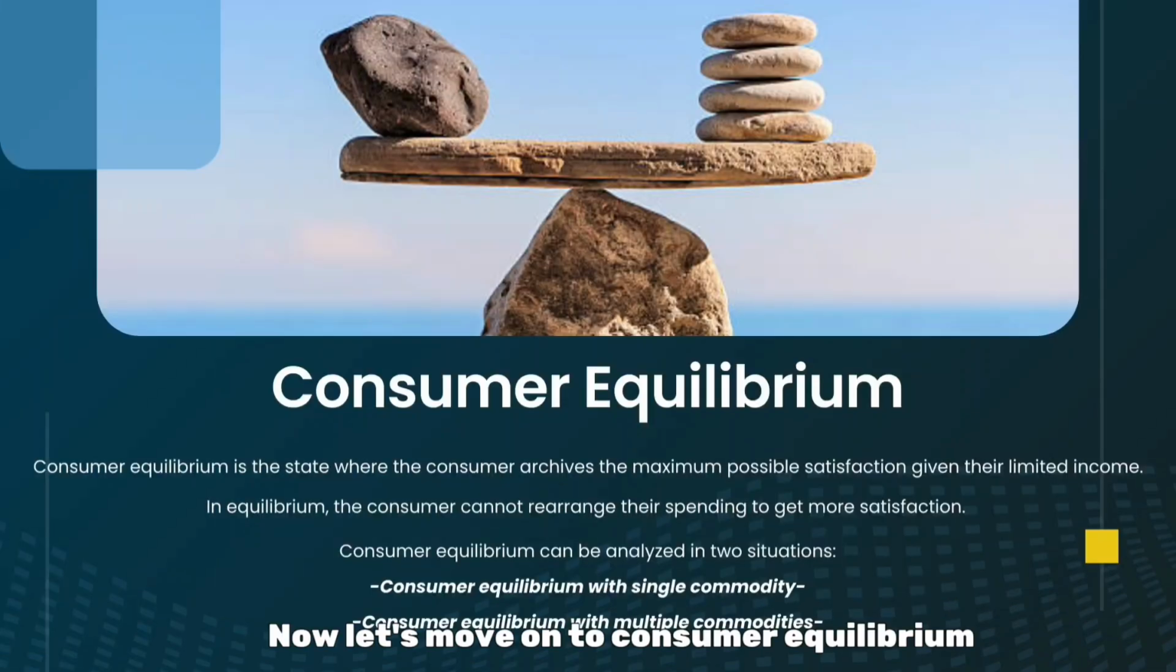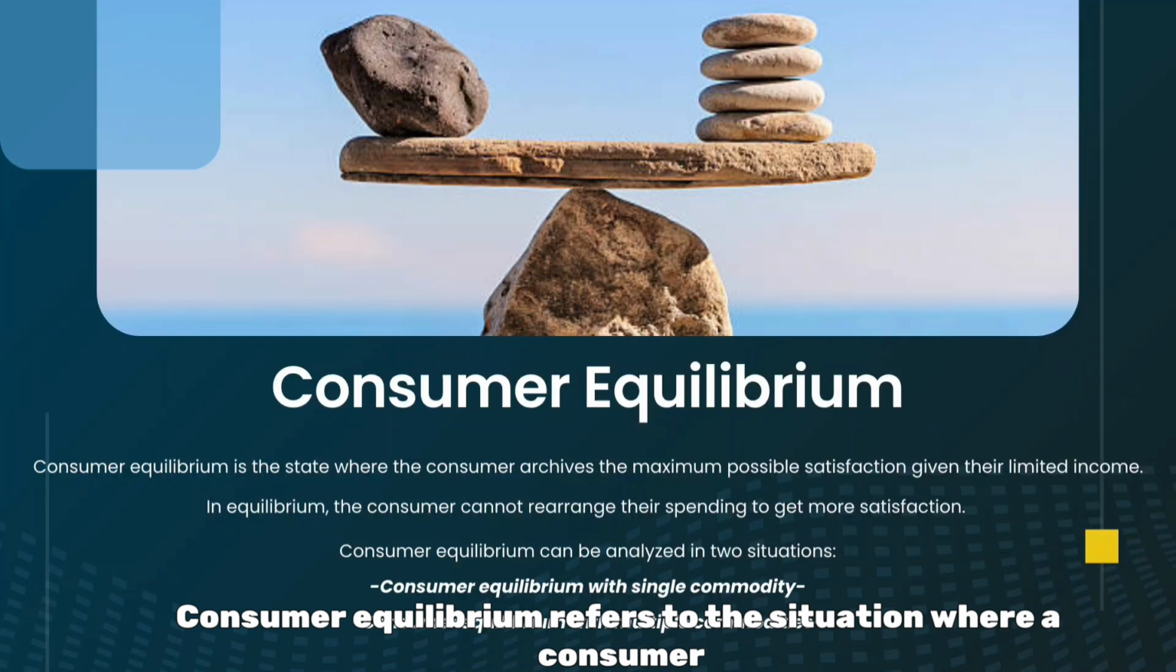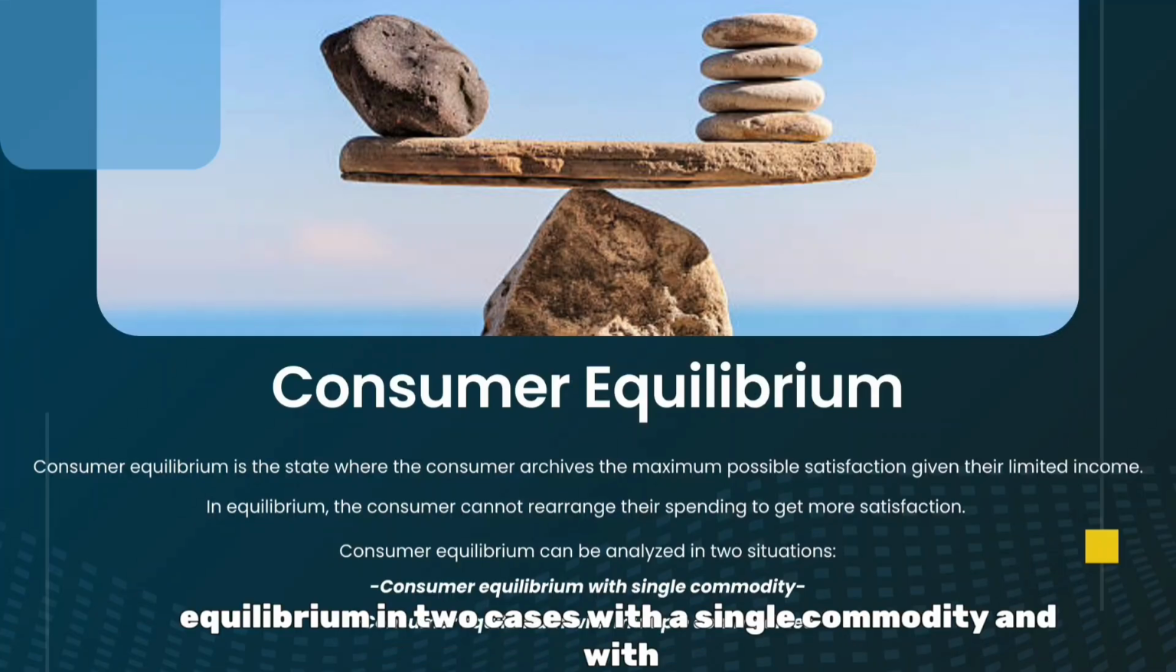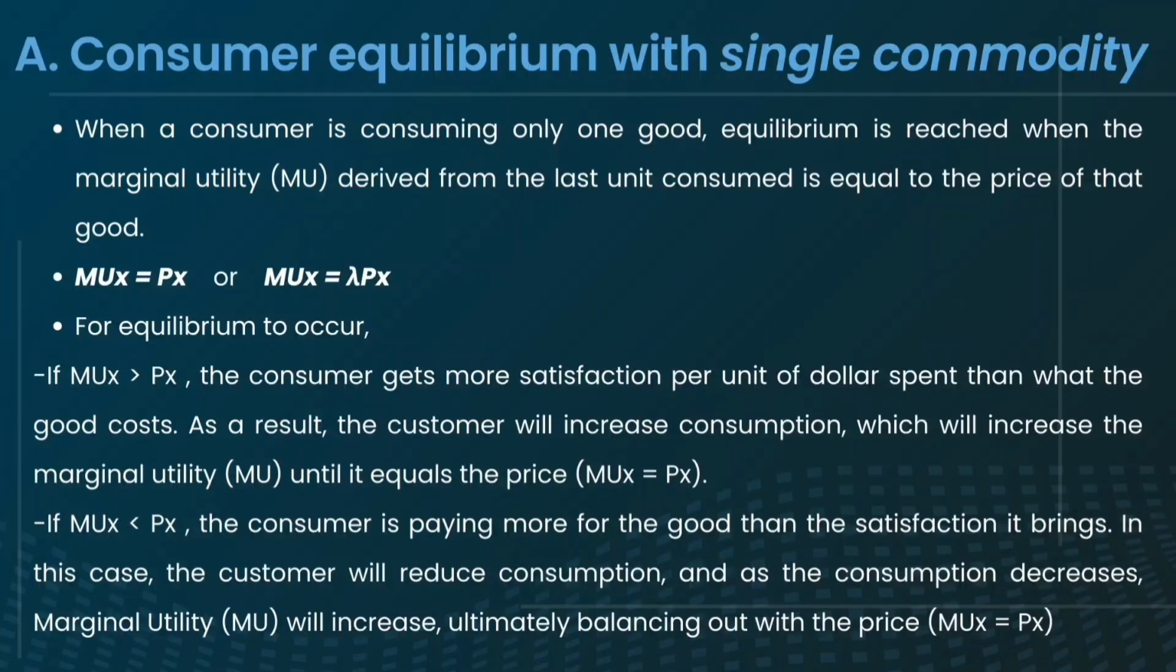Now let's move on to consumer equilibrium. Consumer equilibrium refers to the situation where a consumer achieves maximum satisfaction given limited income. At this point, the consumer cannot rearrange spending to obtain more utility. We usually analyze consumer equilibrium in two cases, with a single commodity and with multiple commodities. Let's start with the simple case.